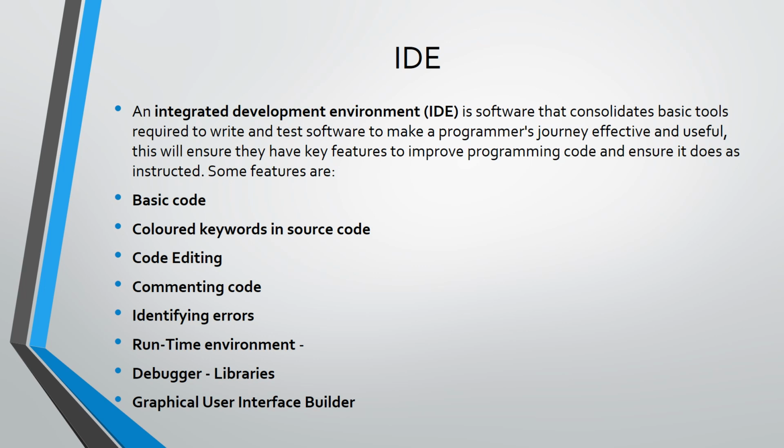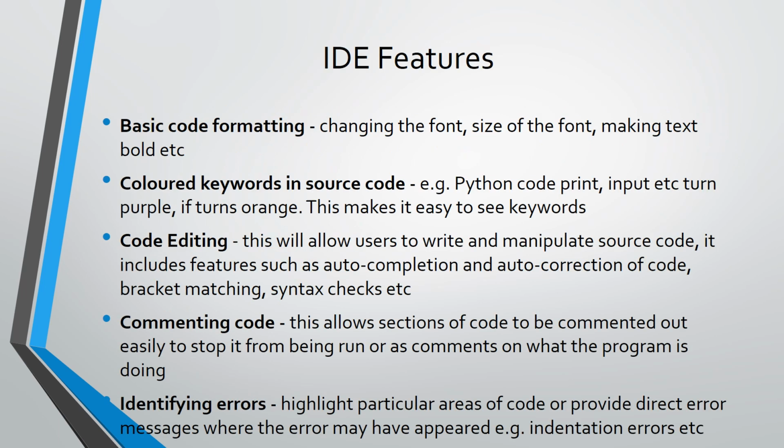Some features are basic code formatting, colored keywords in source code, code editing, commenting code, identifying errors, runtime environments, debugger, libraries, and graphical user interface builder. Basic code formatting means we can change the font size, style, and color of font, making text bold, etc. Colored keywords in source code, for example, Python code print, input, whatever keywords we are using in our code, will make it easy to use keywords.